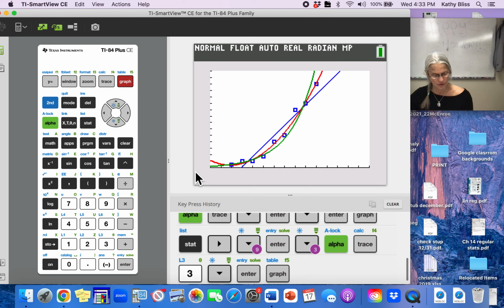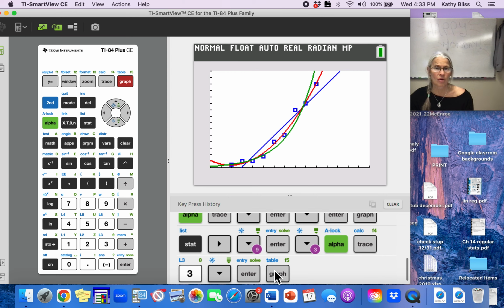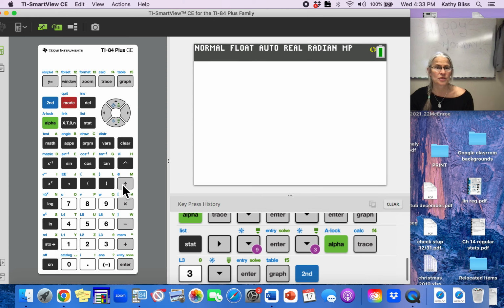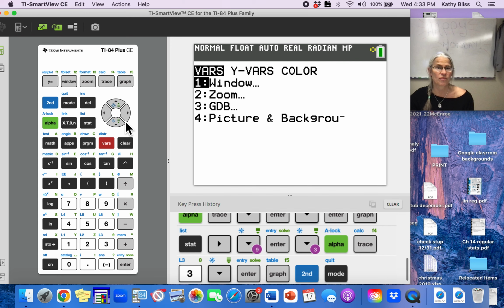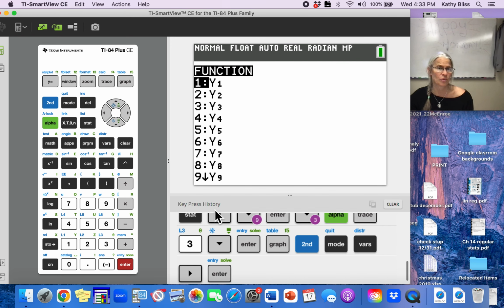Okay, friends, so there you go. There's some models for nonlinear data. And again, all the keystrokes are down here. And last thing is that just to remember, if you need to, on an older calculator, it's vars, y-vars, function, and that's how you get your y-vars.